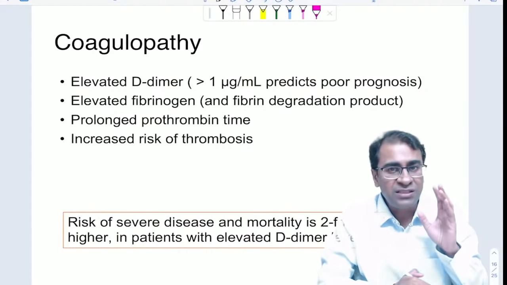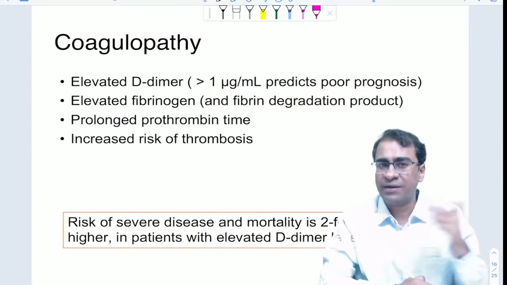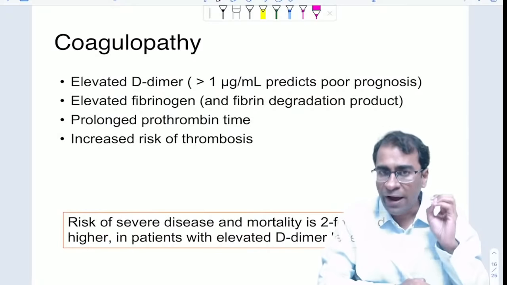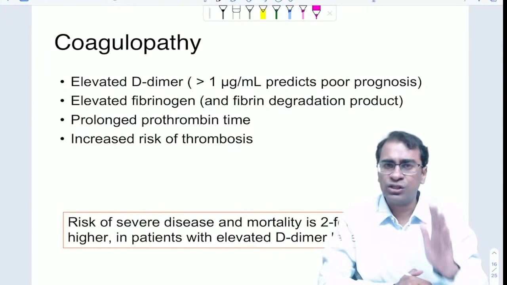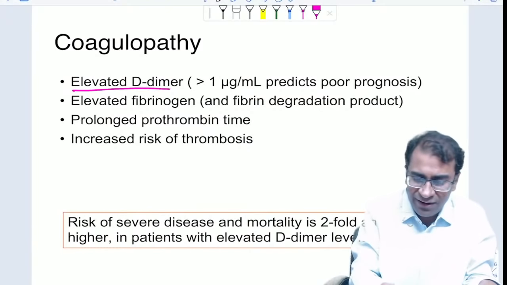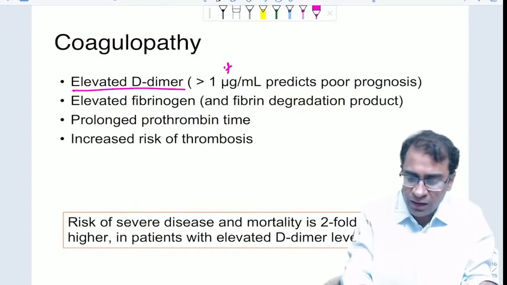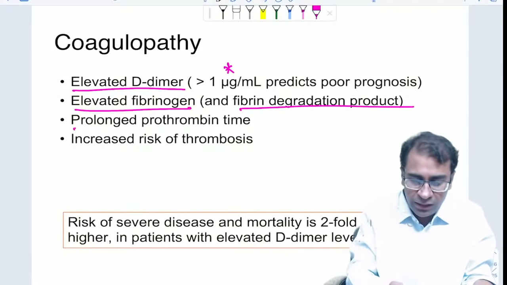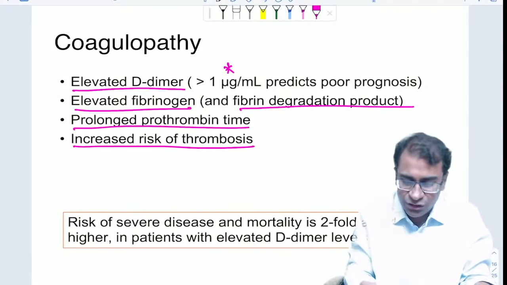Coagulopathies. The basic reason for activation of coagulopathy was quite made clear by me in the initial slides of the pathophysiology. Coagulopathy is really activated in the patient who is having COVID-19 infection. And the way you can appreciate this is by looking for elevated D-dimer. I'll talk about this marker a bit later. Elevated fibrinogen and FDP, prolonged PT, and increased risk of thrombosis.